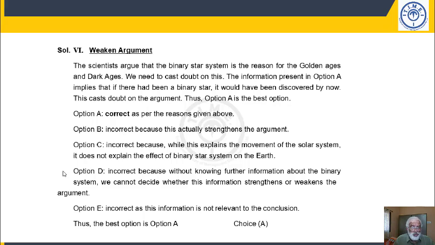All the others don't even work. B, because it actually strengthens the argument. C, because it does not explain the effects of binary stars. And similarly D, without information we can't tell about the binary system. E, because it's not even relevant to the discussion. So A is the answer to that question. All right. Now let's move on.